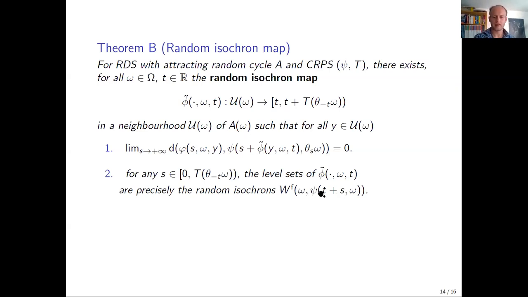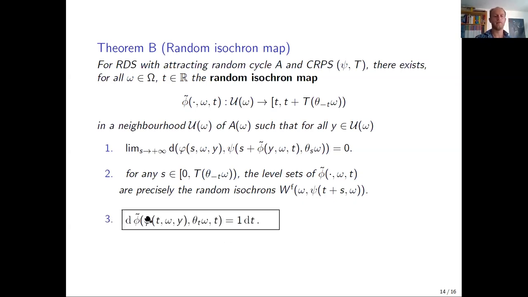And we can anchor them now at the random periodic solutions. So we define these random isochrons for each omega and each point on the random limit cycle. And there we can find this Kral random periodic solution. And that's where we anchor our random isochrons. And then we can show that the level sets of our random isochron map are precisely these sets.